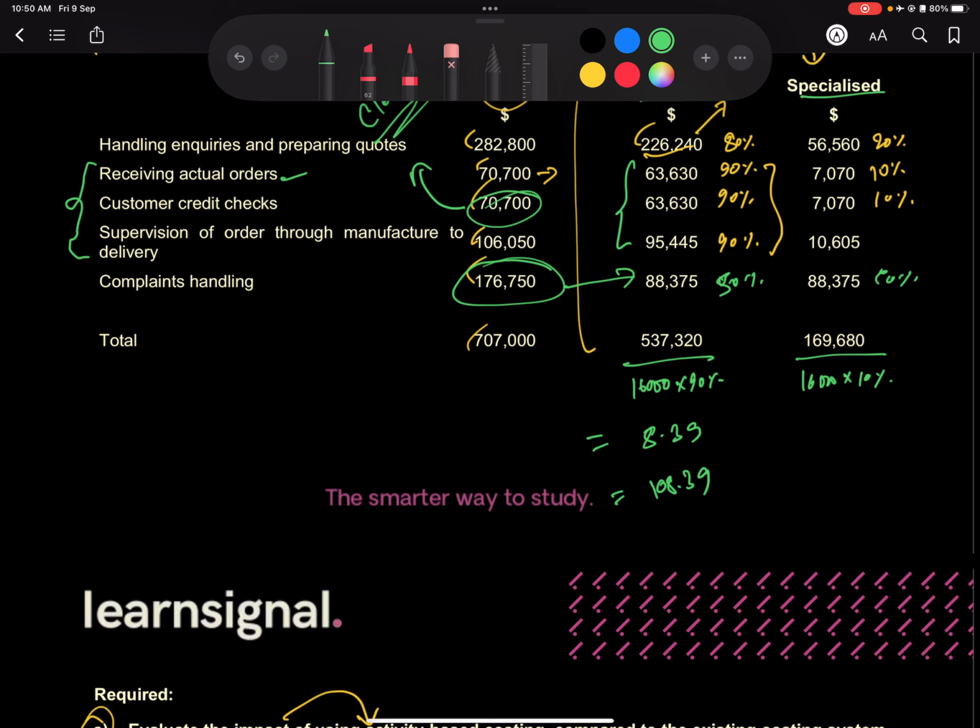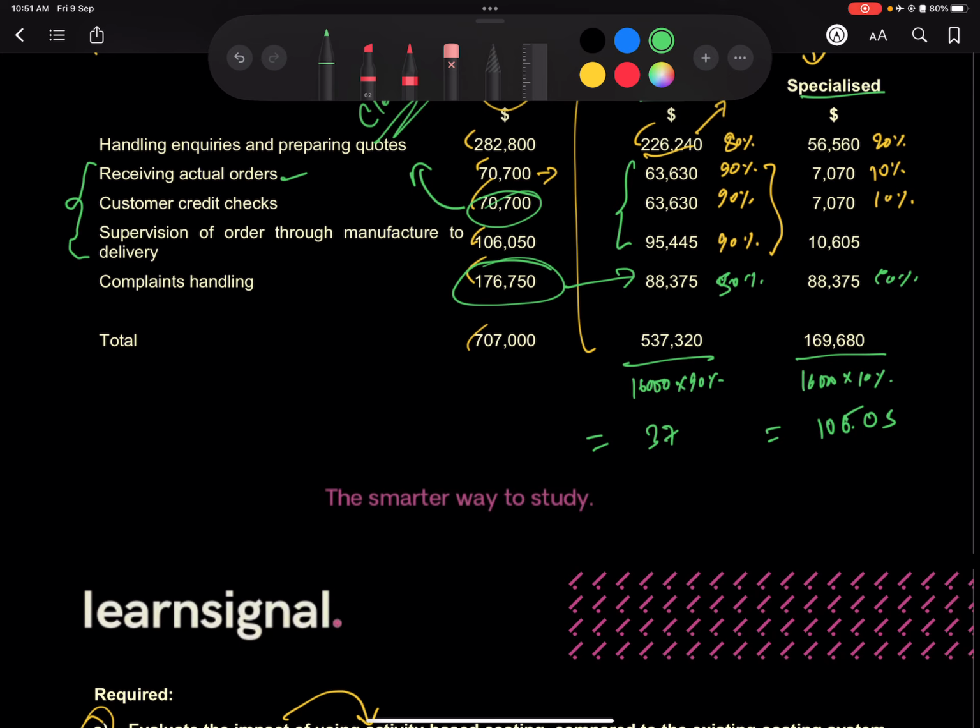So 537,320 divided by 14,400, how much is it? That's going to cost us 37 point something, right? Then 169,680 divided by 1,600 is going to cost us 106.05, right? 106 point something.